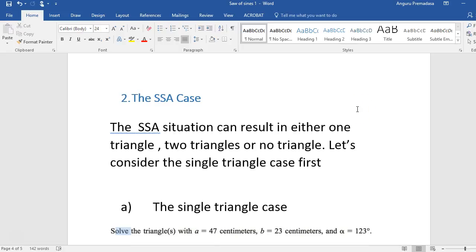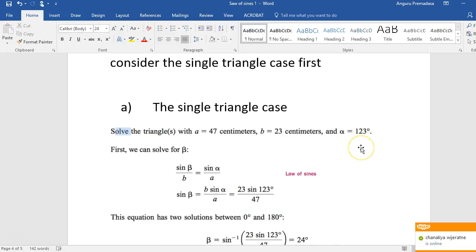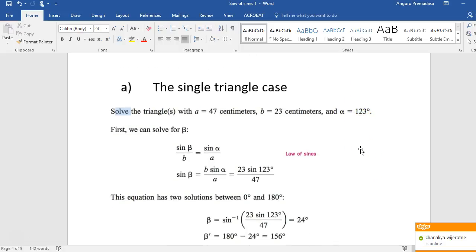So what do we have here? As the name sounds, we know two sides, A and B. So SS, but we know only one angle. In the previous case, we knew two angles, but now we know only one angle, alpha, which is equal to 123. Now we already know one ratio, because we know A and alpha. So let's use that ratio.